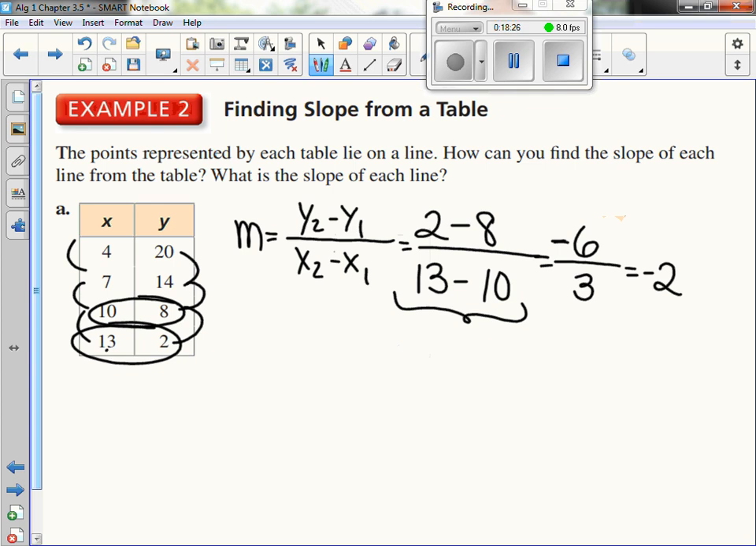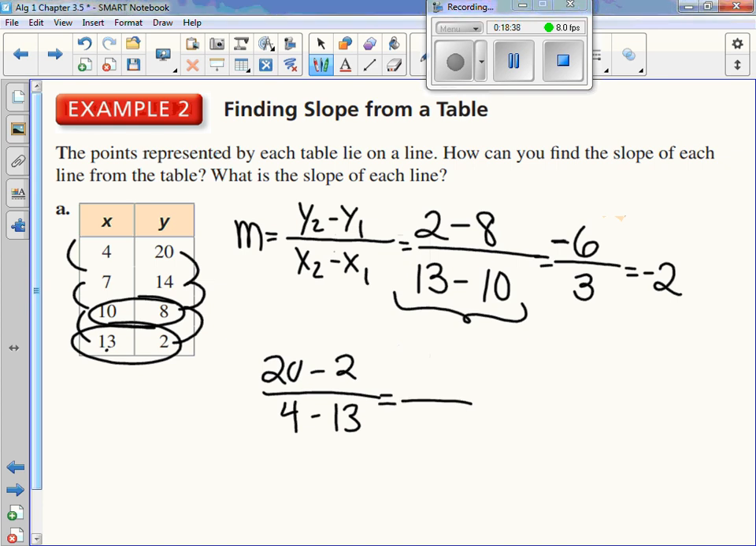And I mean, we could have tried this again, say with 20 and 4 minus 2 and 13. I could have chosen the top and bottom points. Well, 20 minus 2 would be 18. 4 minus 13 is negative 9.